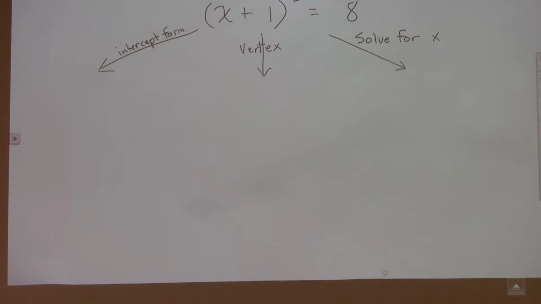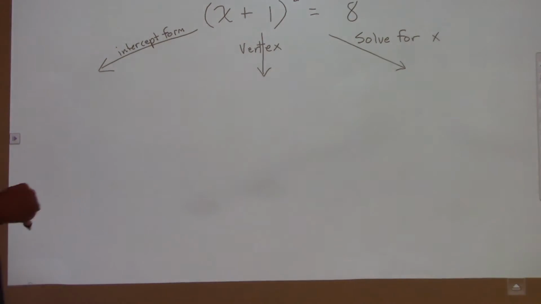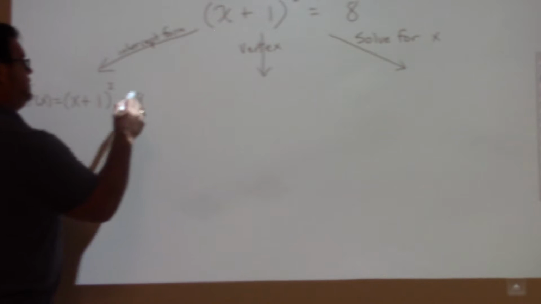Now this is part of chapter 2, what I'm fixing to show you right now, the intercept form. All you do is instead of, you move the 8 back over and you put an f of x in front of it. F of x is equal to x plus 1 quantity squared minus 8.